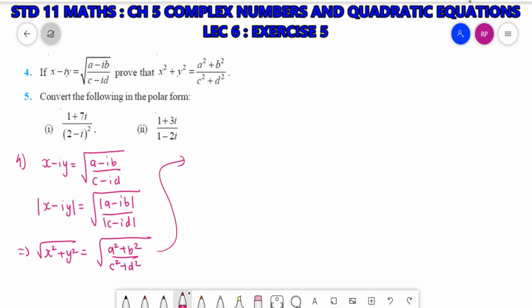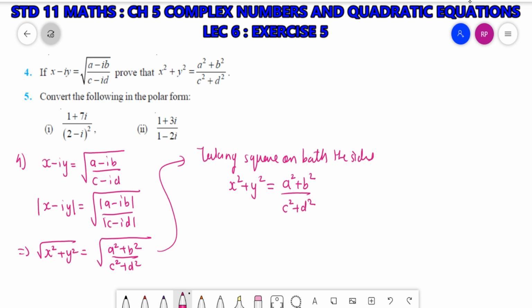Okay, so taking square on both the sides, I will get x square plus y square, and here square root will be removed. That will be (a square plus b square) upon (c square plus d square). Okay, hence it is proved. This was about question number 4. Just note it down.